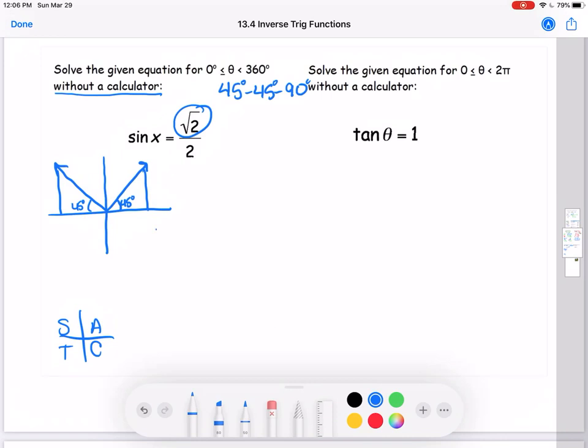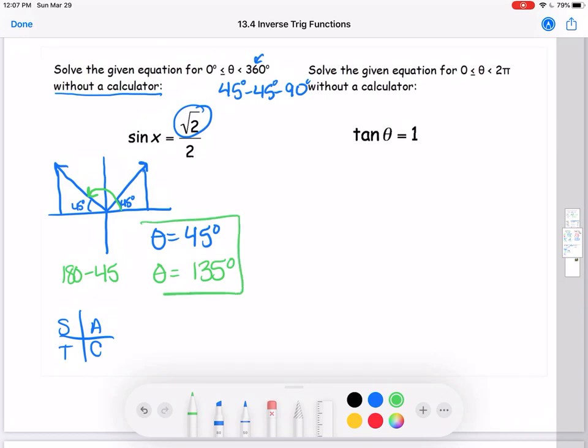So one of my answers here, theta, will be 45 degrees, and I was allowed to use degrees because of the 360 there. And then my second one is this angle here with a 45 degree reference angle. So that second one will be 180 minus 45. Second one is 135 degrees. So there's the two answers that I want for that answer.